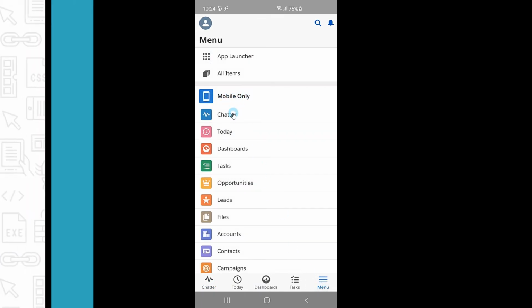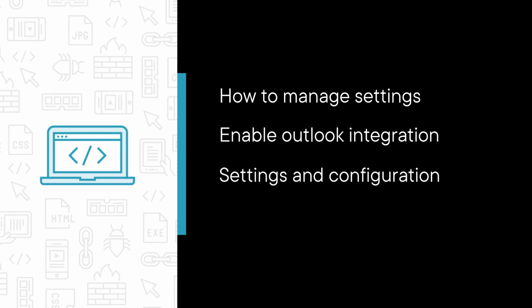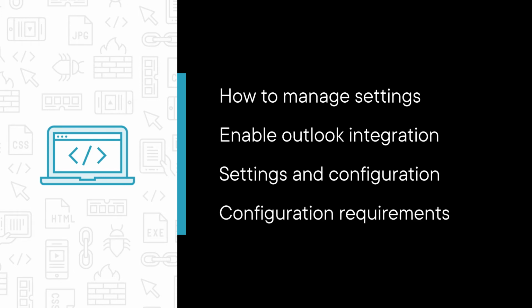Some of the major topics that we'll cover include how to manage branding elements, navigation, notifications, and other settings in the Salesforce mobile app, how to enable the Salesforce Outlook integration, how to manage the settings and configuration for both Outlook integration as well as the Outlook Lightning Sync, and a brief primer on some of the configuration requirements that are necessary within your Exchange server from Microsoft in order to enable that Outlook integration.